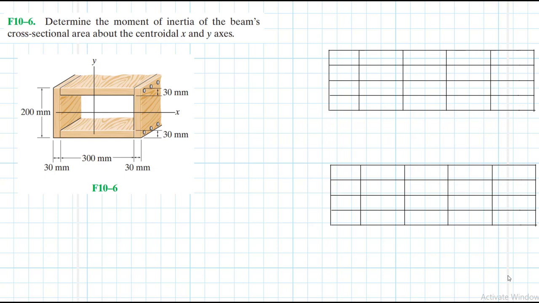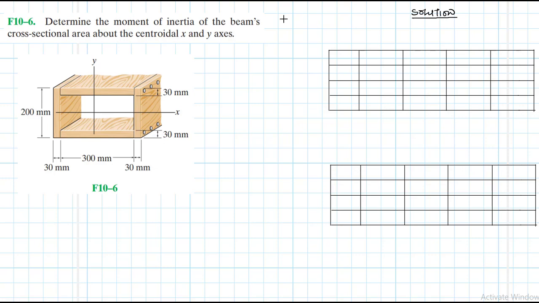Hello, I welcome you all to this another interesting screencast where we are going to be solving this engineering mechanics problem, and it reads: determine the moment of inertia of the beam's cross-sectional area about the centroidal x and y axes. This problem is coming from the Engineering Mechanics Statics textbook, 13th edition, by R.C. Hibbeler.